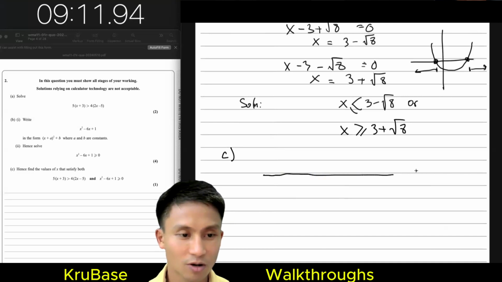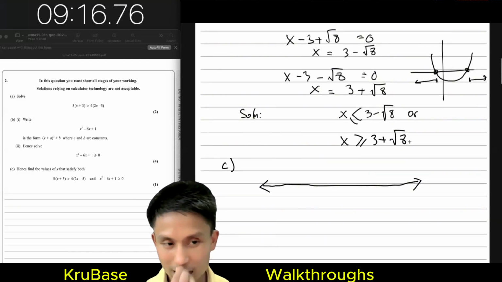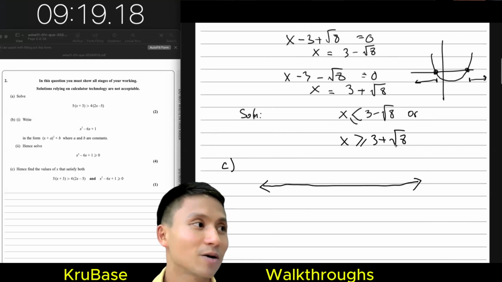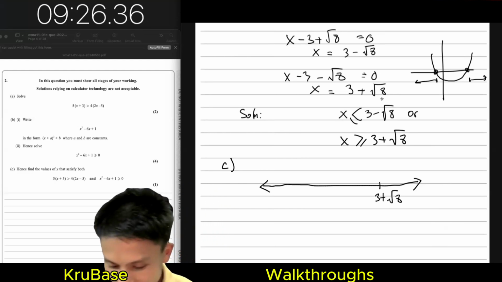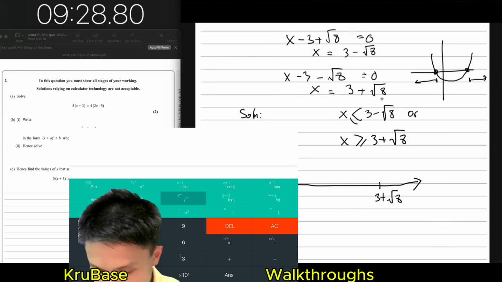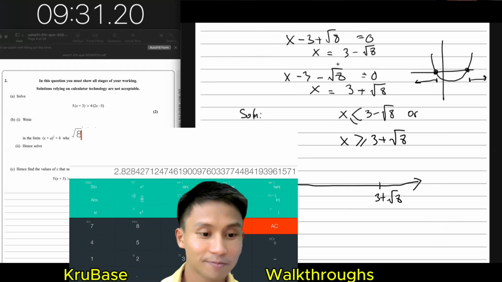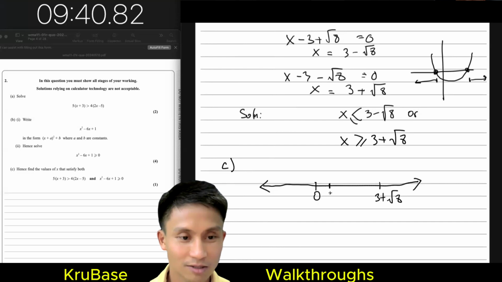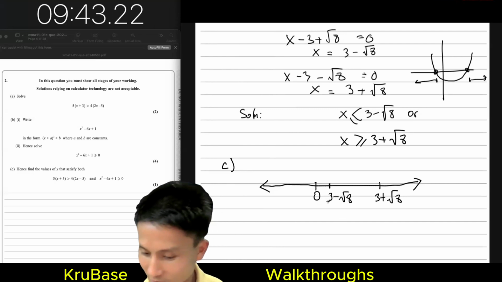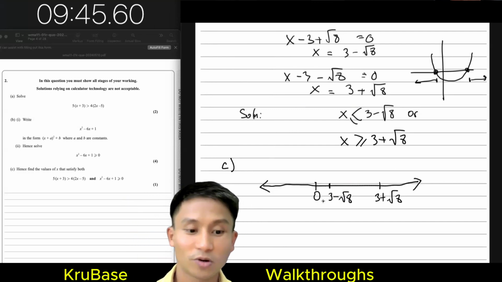If we draw a number line, we have 3 minus root 8. Root 8 is about 2.8. Well, actually, it wasn't negative, so this is still a positive, but anyway. Let's say 0 is here. This is 3 minus root 8, almost 0 there, about 0.2.